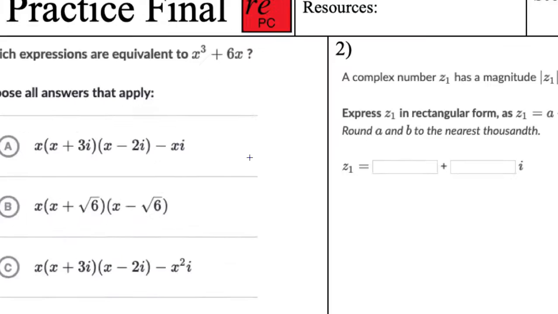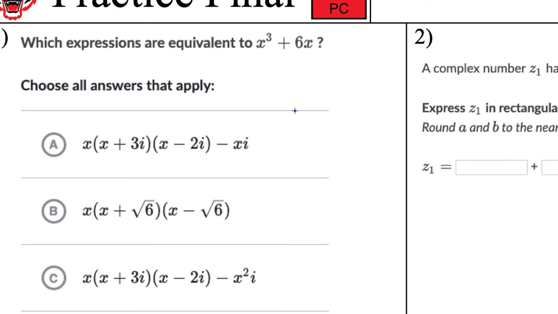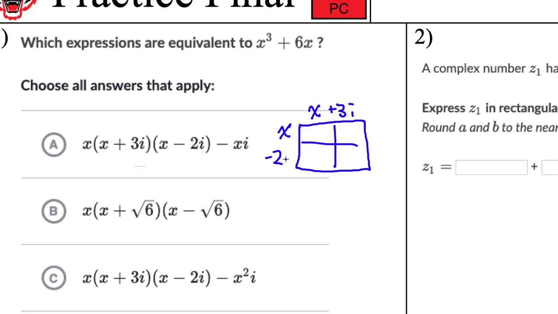I find general rectangles to be easier, so let me zoom in here so I can see what's going on. You could do the outside first, but this one is going to be a little bit easier to do first. So if I say x plus 3i and x minus 2i, that's going to be x squared, I have 3xi minus 2xi, and minus 6i squared. I squared, Geo, is what? Negative 1. Chris knows.